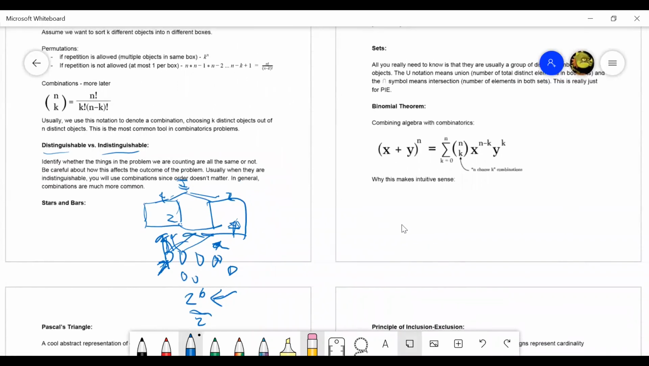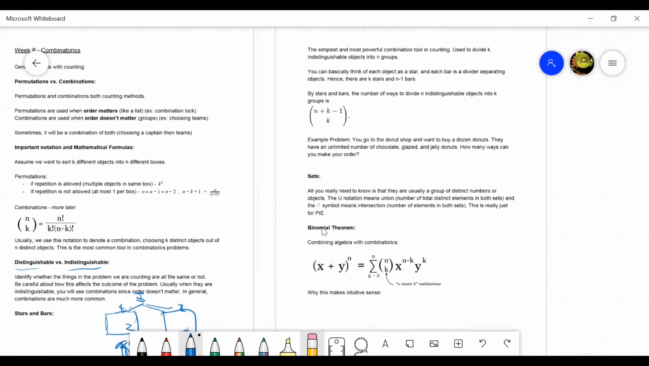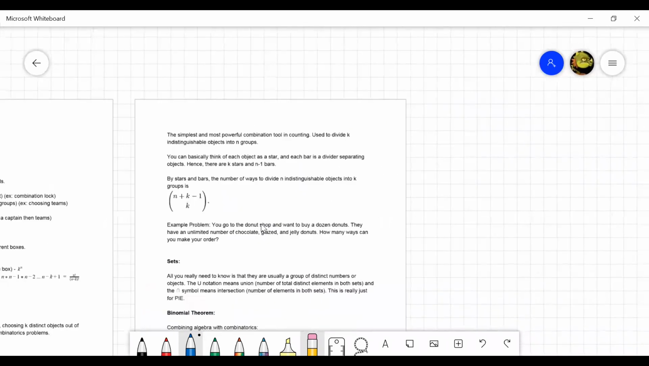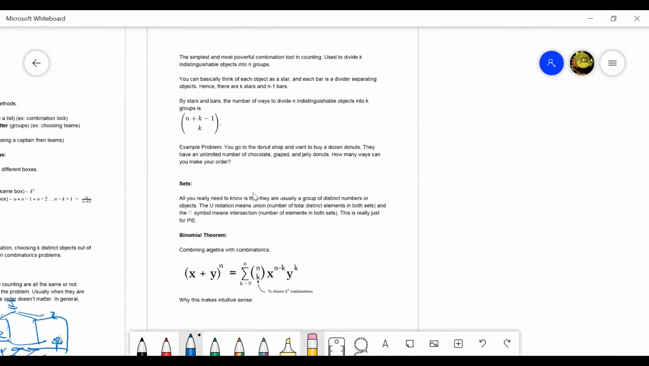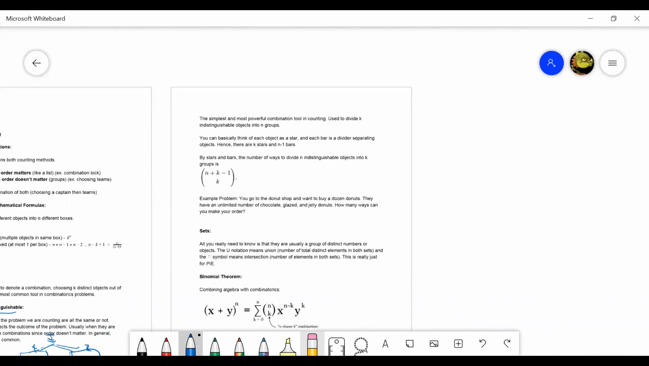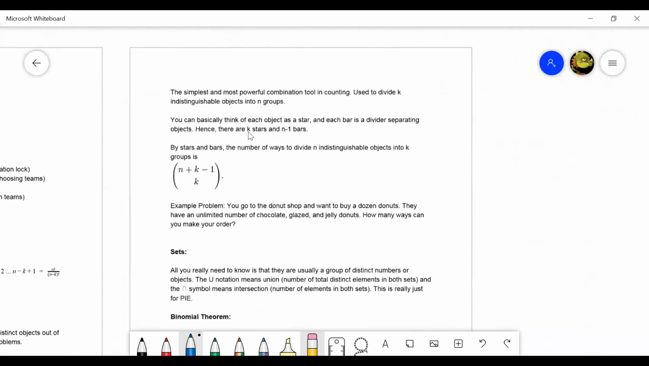All right. Next is stars and bars, and this one is probably the most basic way to order a group of indistinguishable objects into distinguishable boxes or sets. What I mean by that is, you can probably just read the page here. It says you can think of every object as a star and a bar as a divider separating objects. So what does that mean?